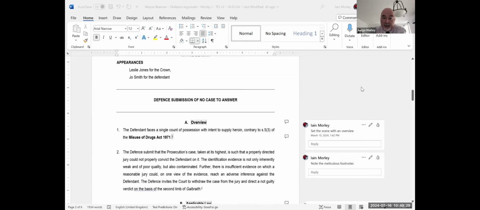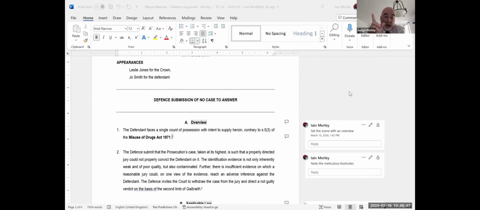Right. So the first thing we've got is the overview. You've got this opening paragraph. It just tries to capture the outline of what this is all about. It's called a defense submission of no case to answer. It's not called a submission of no case to answer.